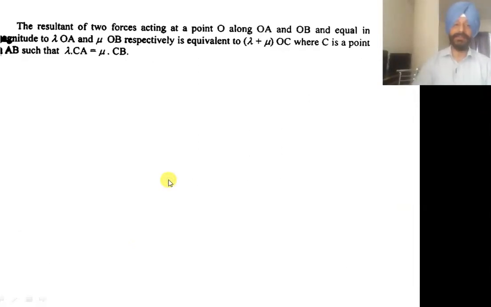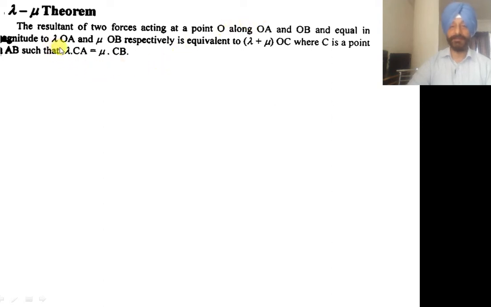The next one is: the resultant of two forces acting at a point O along OA and OB and equal in magnitude to lambda OA and mu OB respectively is equivalent to lambda plus mu times OC, where C is a point on AB such that lambda CA is equal to mu CB. So, this we want to prove, and the name of this theorem is the lambda mu theorem. The lambda mu theorem is a very simple theorem.